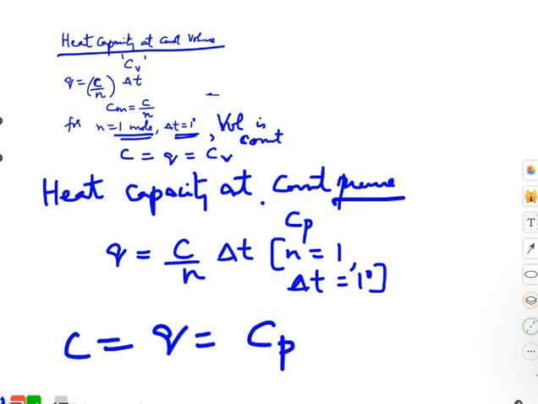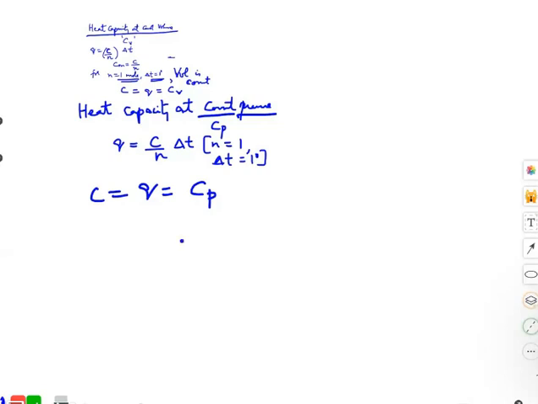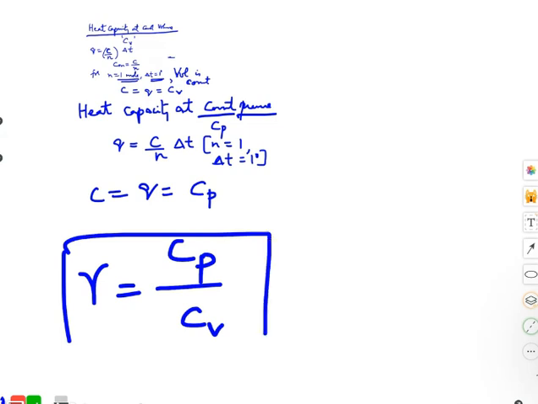The ratio of heat capacity at constant pressure to constant volume, Cp by Cv, is represented by gamma. Mayer's ratio, sir. Mayer's ratio, no, sir. Gamma is the ratio of the molar heat capacities. Yes, sir.